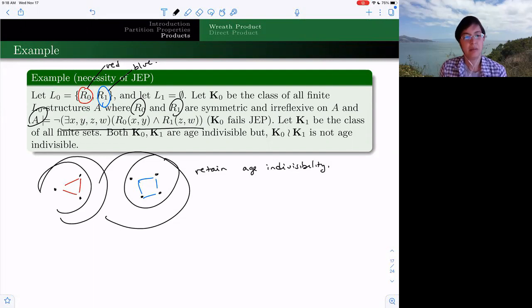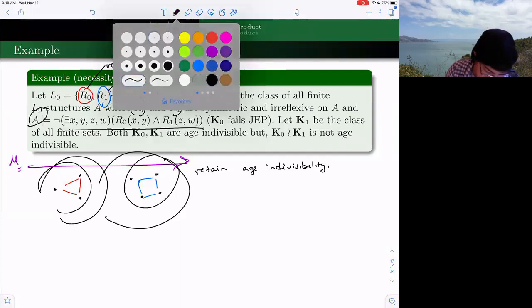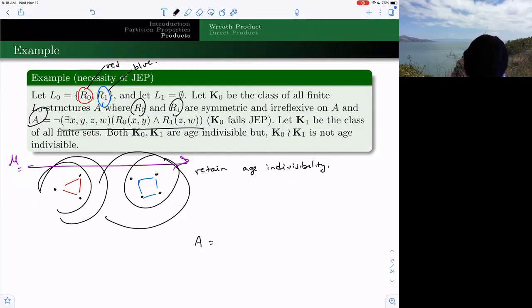Okay. Now let's make the Riesz product with just all finite sets. So we're going to have finite sets going this way. So this is not going to work out because of A equals, I realize this should probably be my last thing.